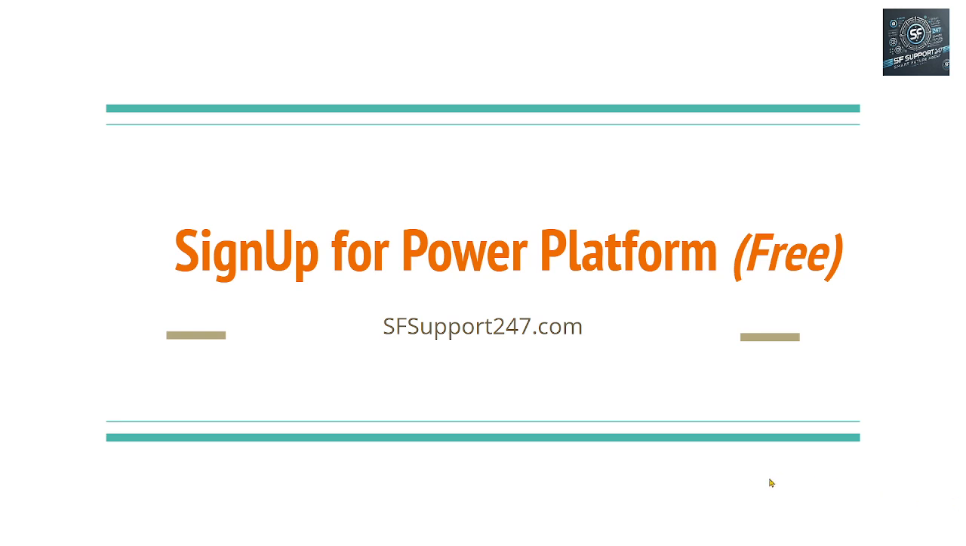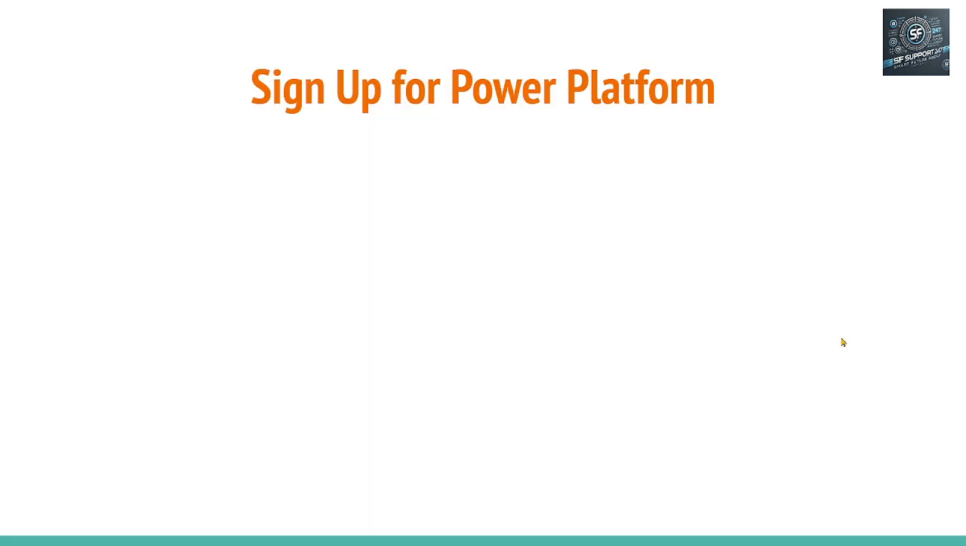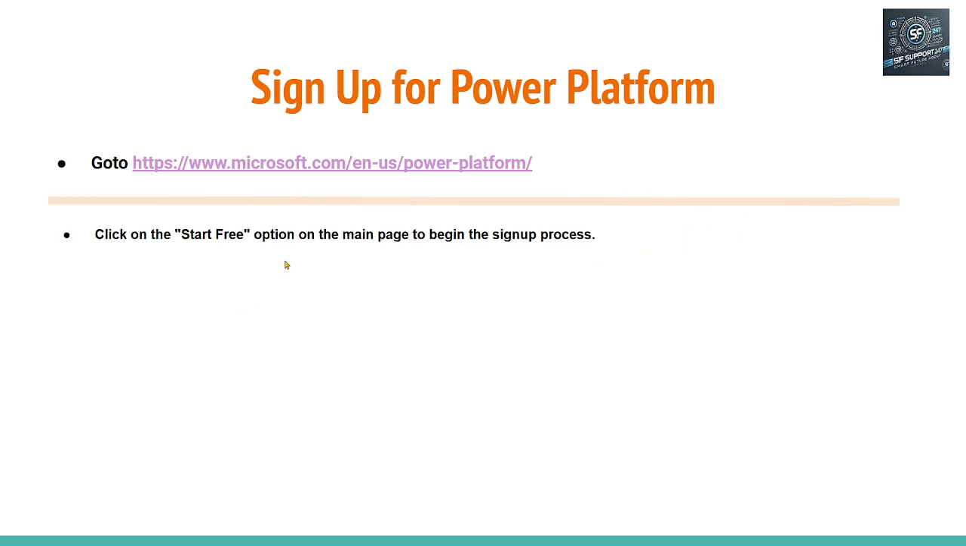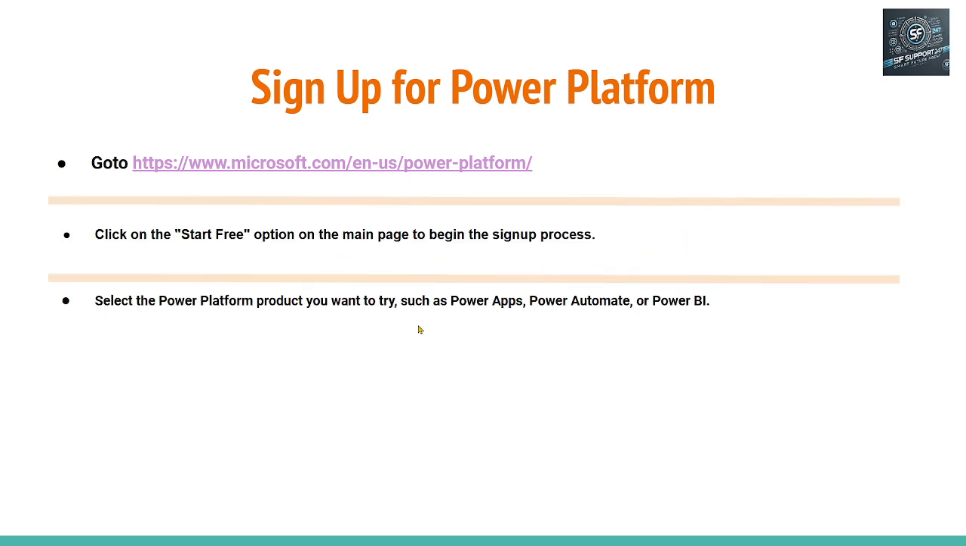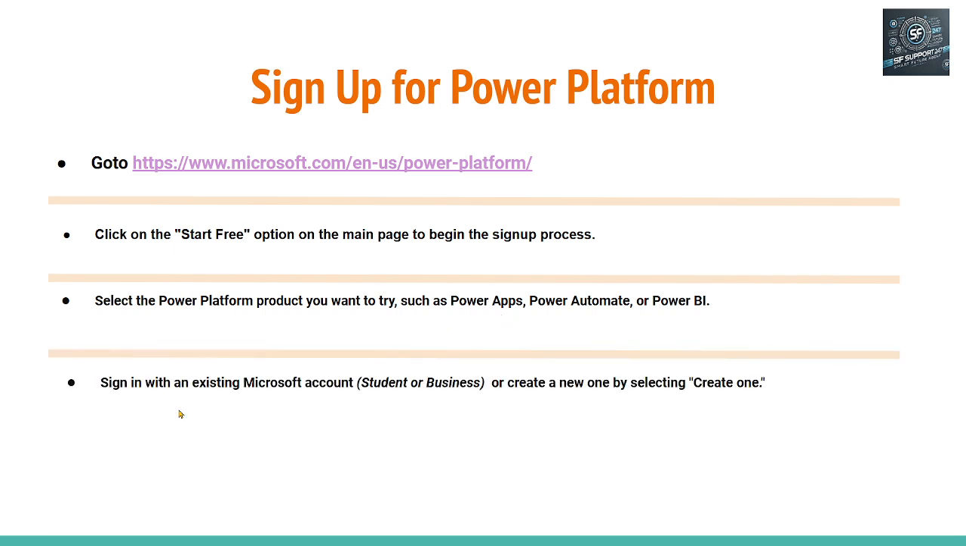Welcome to today's session. In this session, we are going to discuss how to sign up for a Power Platform with no cost, or free. Let's get started. This is just one slide. I will lay down what we are going to do. First, we'll go to this URL, then click on the button Start Free, then select one of the modules, Power Apps. That's what we are going to sign up for in this session for free.